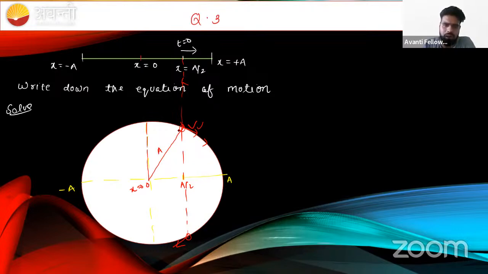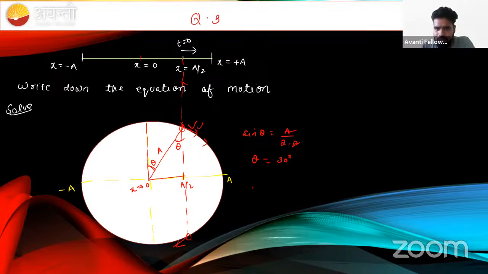This is the radius A, and this distance is A by 2. If this angle is theta, what is this angle theta? We can say sine theta is nothing but A by 2 divided by A, that is A by 2 over A. So the value of theta is equal to 30 degrees. I hope this is clear.